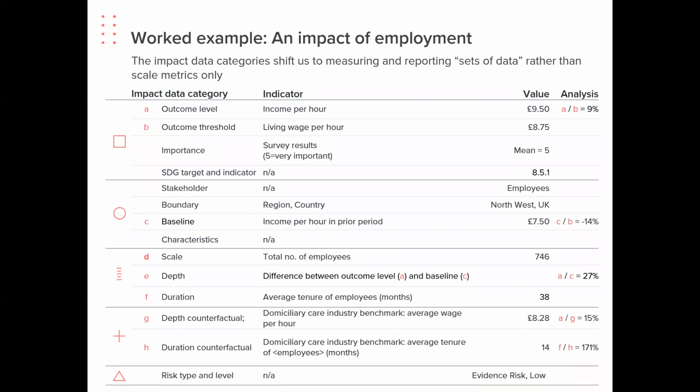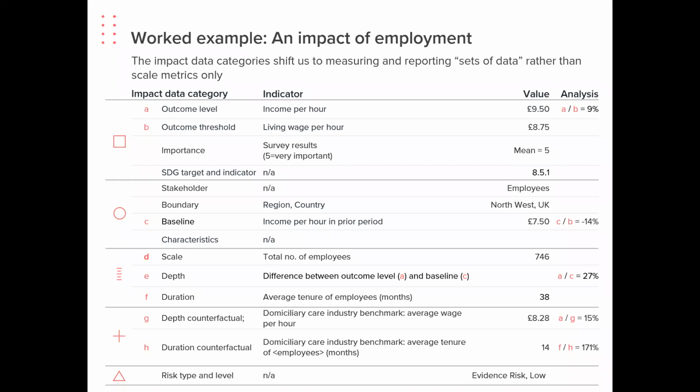It's an example of employment. It shows you the information across these data categories that one would collect to look at the impact you're having on employees through payment of wages. And you can see that the outcome level is the income per hour. That's relative to a local living wage. You might look at whether income is important to your employees through using a survey, and then you need to look at who those employees are. You might look at some stakeholder characteristics, such as the region or country that they're from, the boundary, but you will definitely want to look at the baseline.